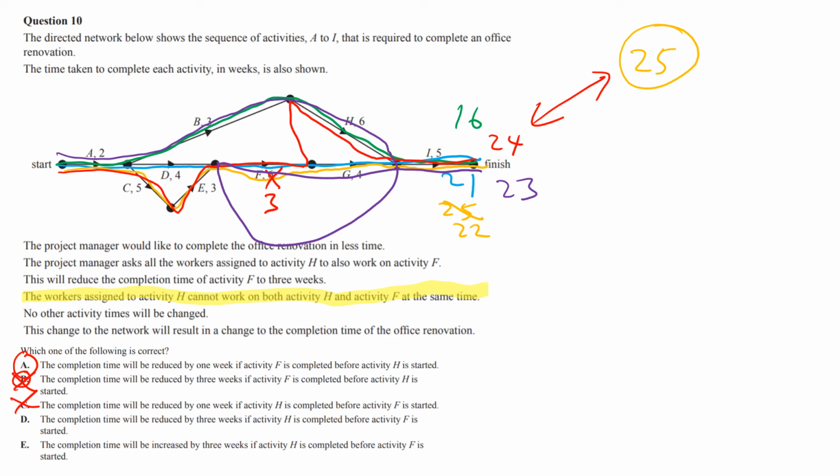The completion time will be reduced by 3 weeks if H is completed before F is started, so that's gone to 1 and that's gone to 3. We said it was 2. And then E says the completion time will be increased by 3. No, that's not true either. So a bit of a tricky crashing problem. Note that the strategy was there's 3 simple paths actually that you were looking at, and then you looked at the crashed path. That was probably the easiest approach to do that. I hope they give you multiple diagrams. It gets messy, doesn't it?